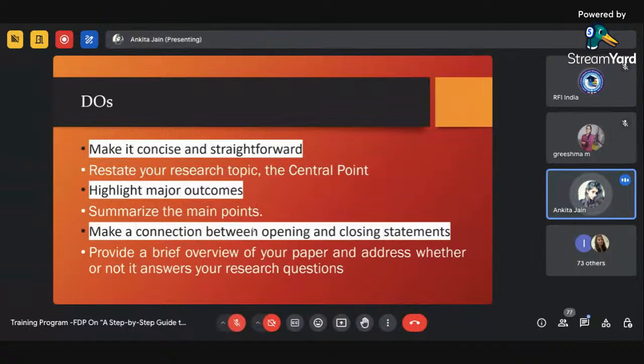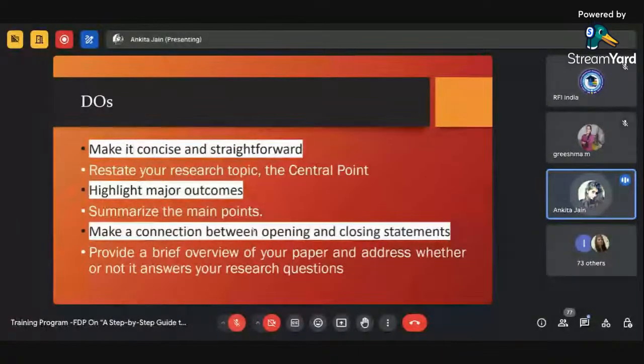Then summarize the main points. Again, just write whatever is important, whatever happened very importantly. Then make a connection between opening and closing statements, right? So basically, the conclusion should not be very separate from your work.